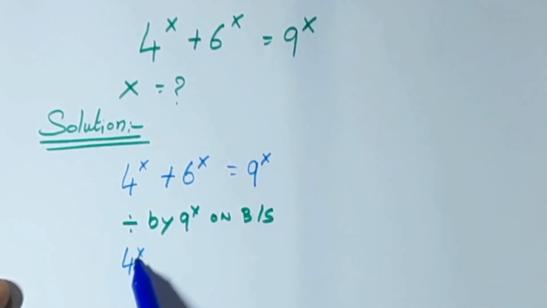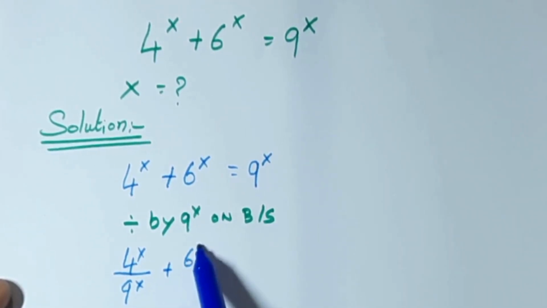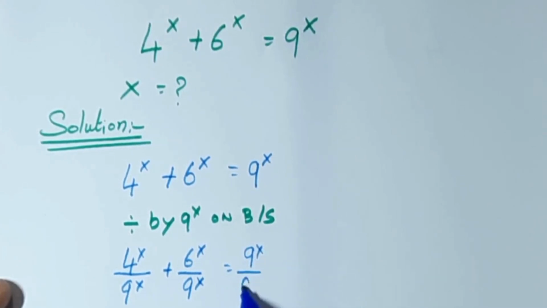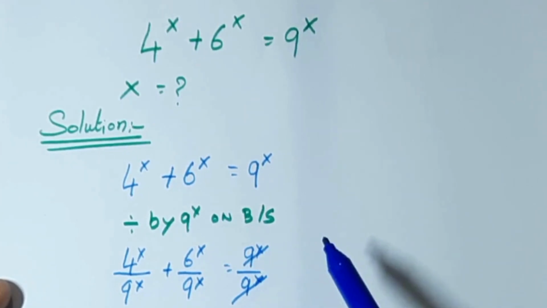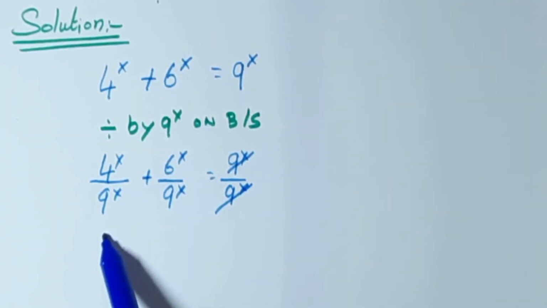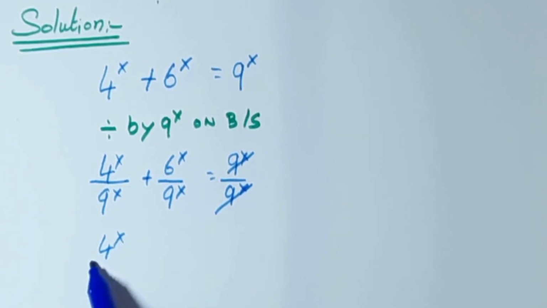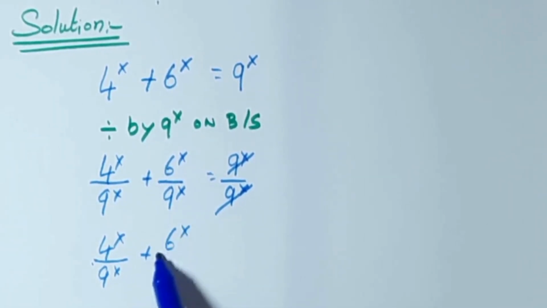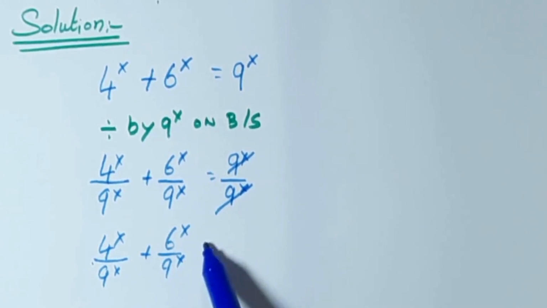4 to the power of x by 9 to the power of x plus 6 to the power of x by 9 to the power of x equal to 9 to the power of x by 9 to the power of x. This 9 to the power of x and this 9 to the power of x will get cancelled. So we have 4 to the power of x by 9 to the power of x plus 6 to the power of x by 9 to the power of x equal to 1.